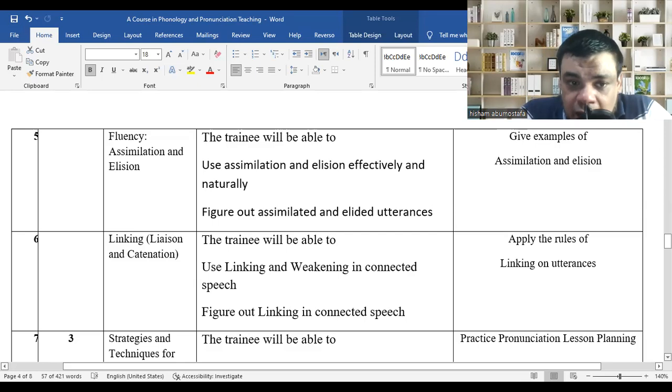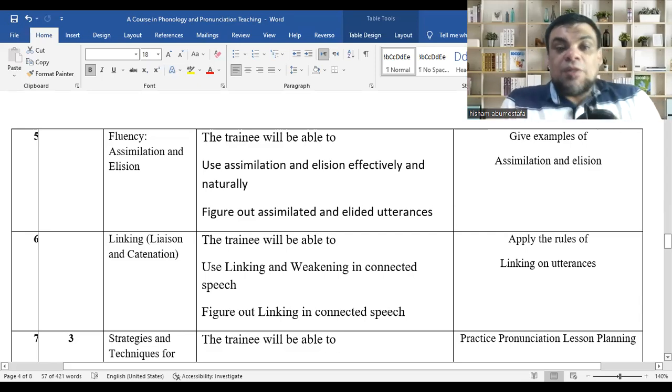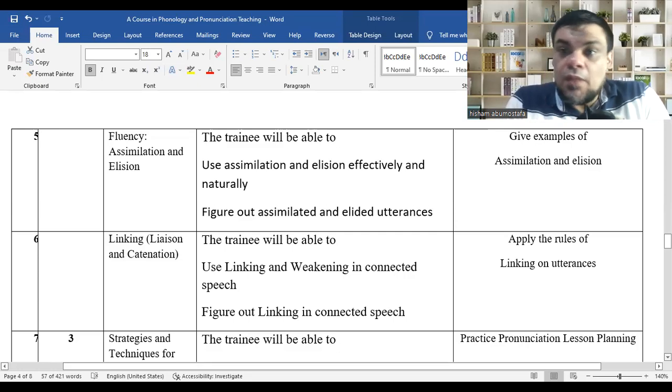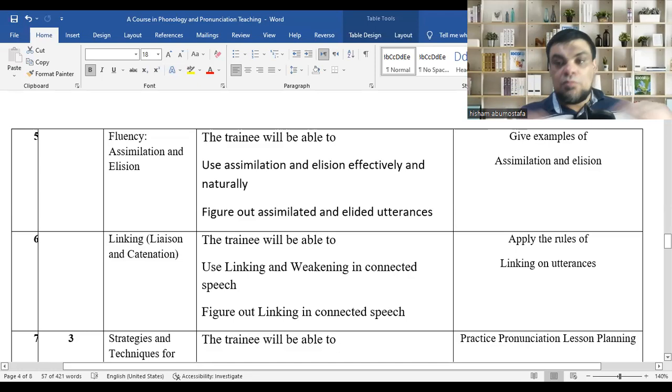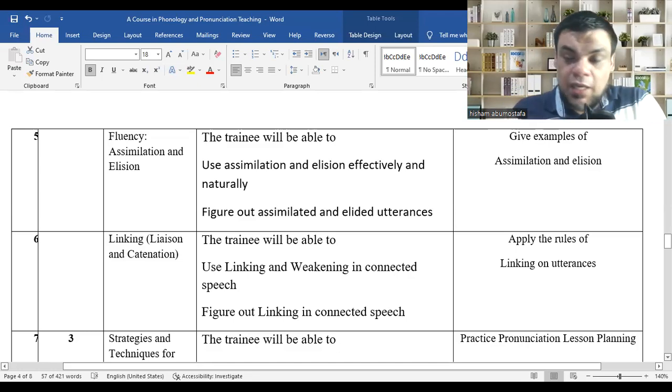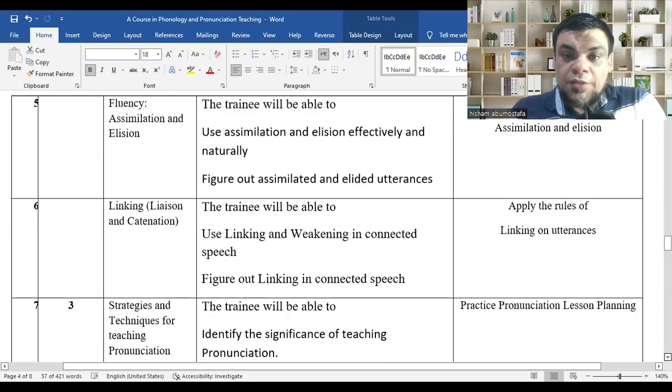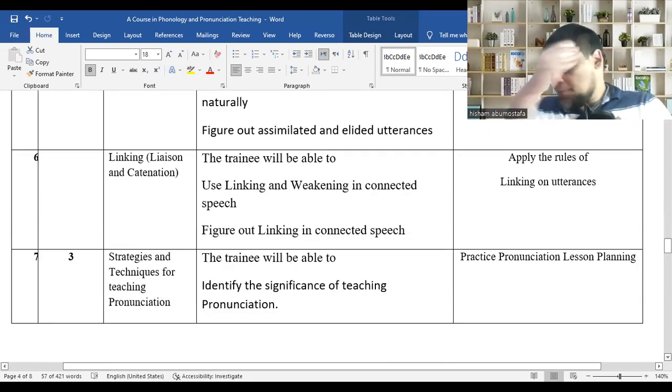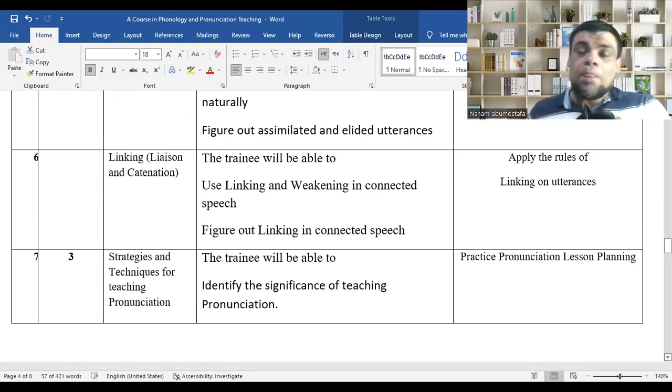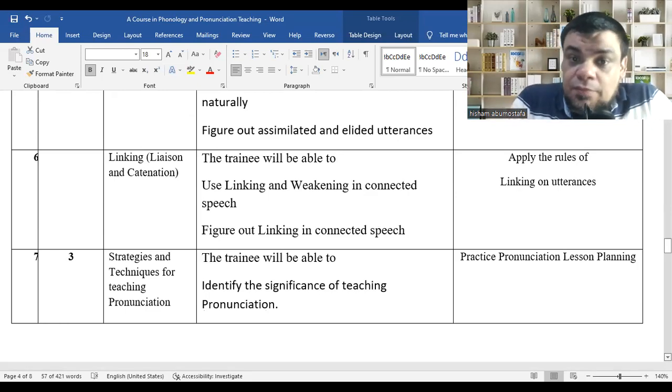Linking, number 6, is also another feature of fluency or connected speech. Linking may be divided into liaison and catenation. The trainee will be able to use linking and weakening in connected speech, and figure out linking in connected speech. We're going to have more and more exercises on the different types of linking: liaison, linking of vowels, and catenation, linking of consonants.